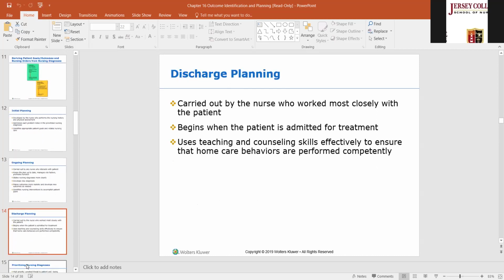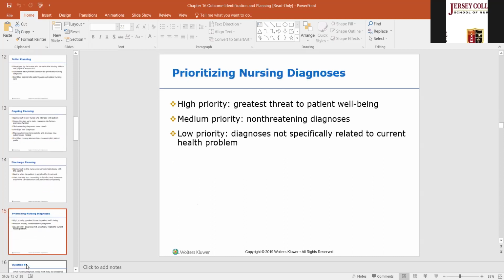And then discharge planning carried by the nurse that works closest begins when the patient is admitted, uses teaching and counseling skills, and outside resources. So we prioritize by which has the greatest threat. Again, look at Maslow's. So if I have ineffective airway versus a circulation problem, I'm going with the airway first. So high priority is the greatest threat to patient well-being, medium priority is non-threatening, and low priority is a diagnosis that they might have, but it may not be specifically related to what is currently happening with them in the hospital.